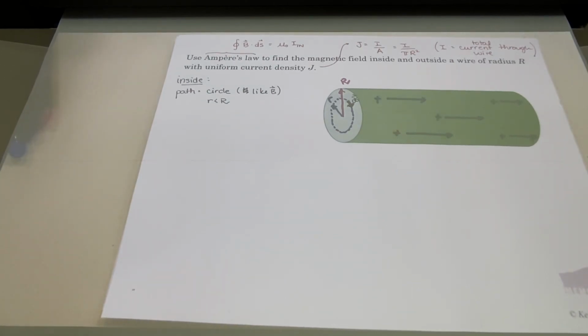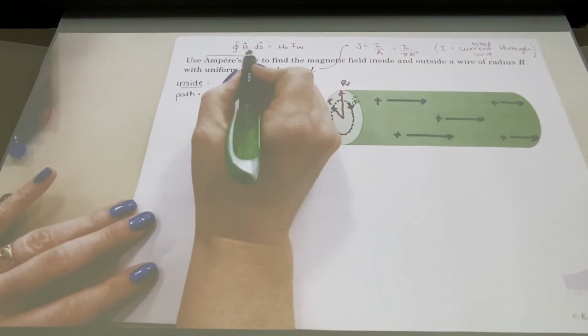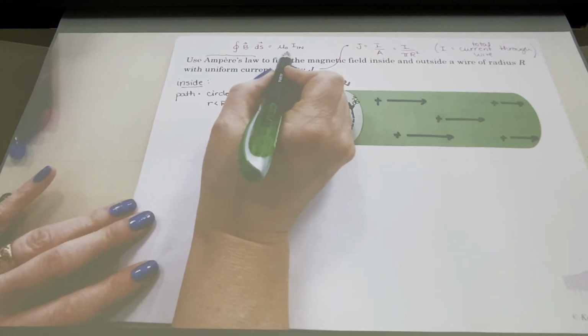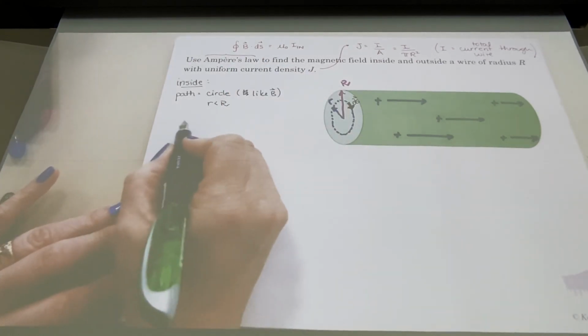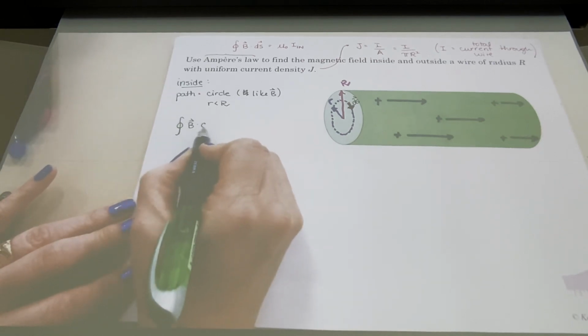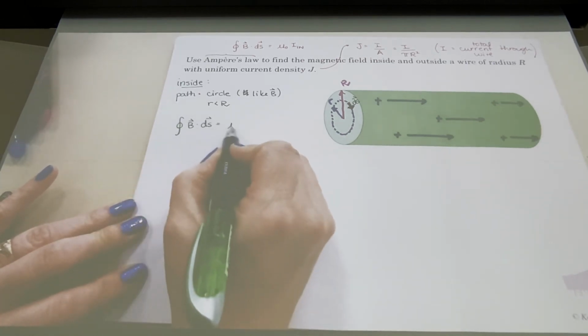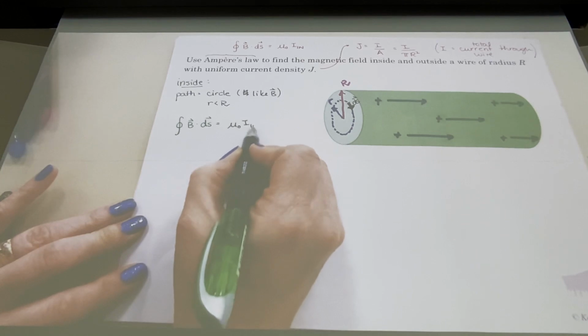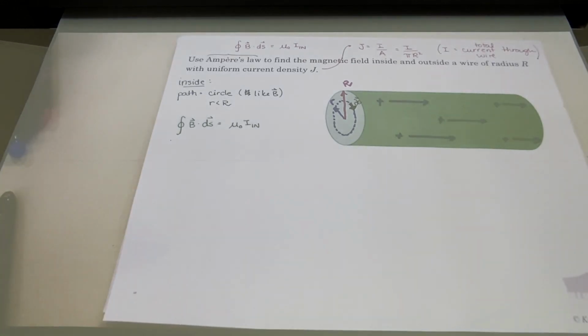Okay, so let's write down our Ampere's law. It's got two sides: the integral of B dot ds, and it's got mu naught times the current inside. So the integral of B dot ds equals mu naught times I inside. Let's deal with this side first, the integral of B dot ds.